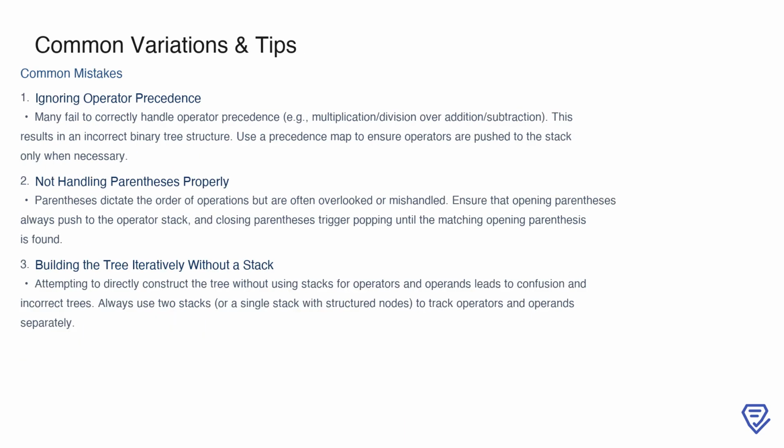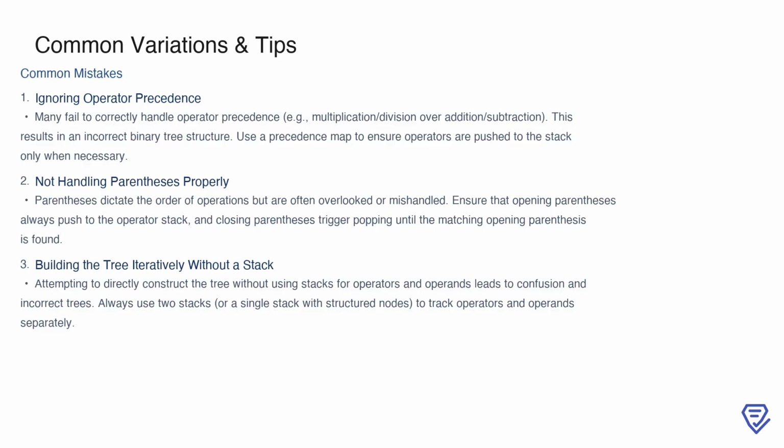When constructing a binary expression tree, there are several common mistakes to avoid. First, ignoring operator precedence is a frequent issue. Operators like multiplication and division have higher precedence than addition and subtraction, and failing to account for this will result in an incorrectly structured tree. To prevent this, you can use a precedence map to determine when operators should be pushed to the stack or processed. Next, parentheses are another area where errors often occur.